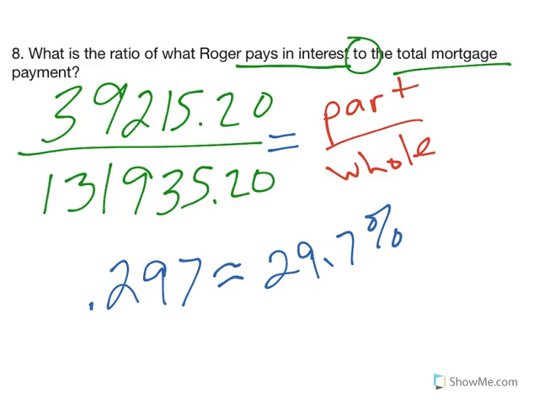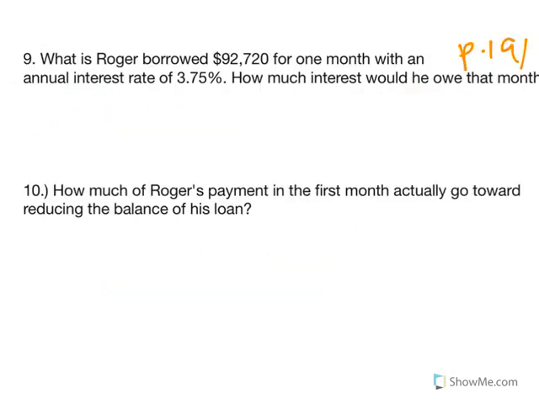So that's a lot. And if you go to page 191 at the top, it does say that's a lot of interest. So what if Roger borrowed $92,720 for 1 month with an annual interest rate of 3.75%? How much interest would he owe that month?